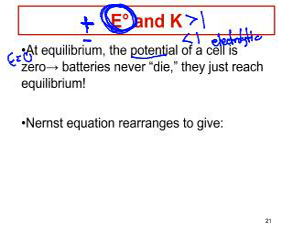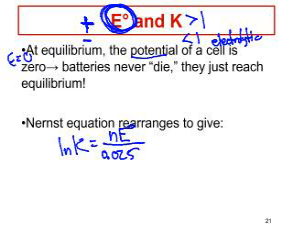When that happens, you can prove this mathematically if you want to, but I'll just tell you that the Nernst equation can be rearranged to give you this relation right here. The natural log of the equilibrium constant is equal to N times the standard potential of the cell, which you calculate using your table of standard reduction potentials, divided by 0.0257 volts. So there we go, guys.